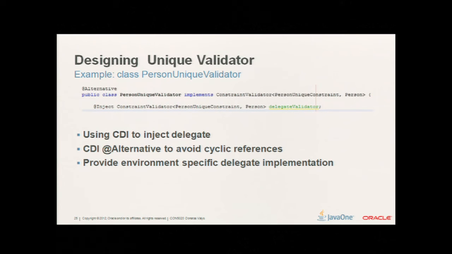In this case, we are satisfied with our interface, so we just use the same interface. It's fine also for the delegate validator, and in order to resolve cyclic references, we put the Alternative annotation from context and dependency injection. It's needed because otherwise the container would start to inject all cyclic references itself.